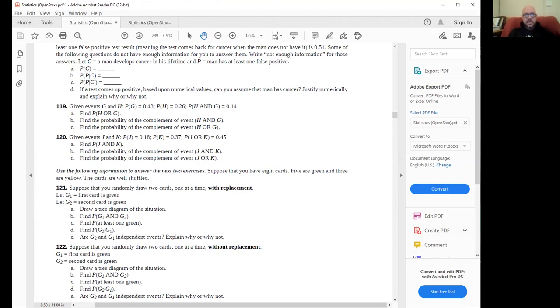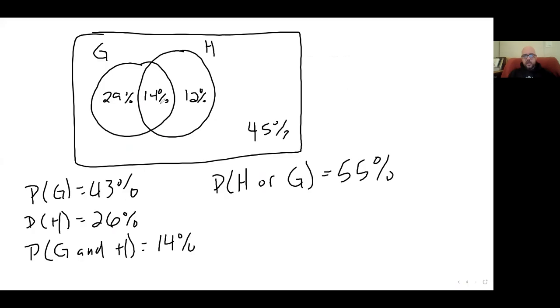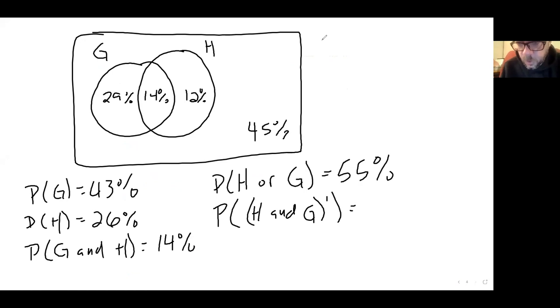All right, well, that's actually pretty easy. H and G was, this middle bit here was 14%. So probability of the complement of H and G is 1 minus probability of H and G, which is the same thing as G and H. I don't know why they're doing H first when alphabetically G comes first, but so it's 1 minus 14%, which is 86%.